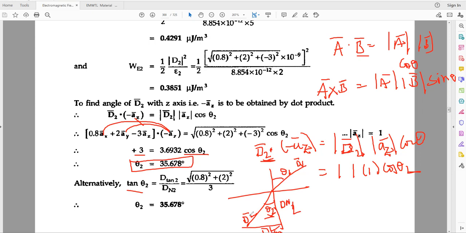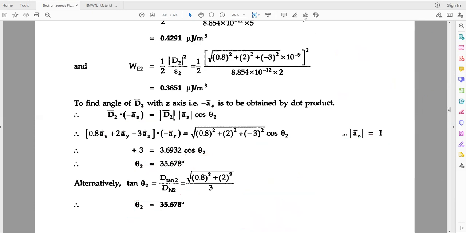It's a right angle triangle we have for the D2. The opposite side is D tan 2, and the adjacent side is D n2. For D1 also it is a right angle triangle, with D tan 1 as the tangential component. That will get theta 2 equal to 35.678. This alternative you can also find by using the formula of tan theta 2 in the diagram, where we can consider the right angle triangle. Got it, my students?